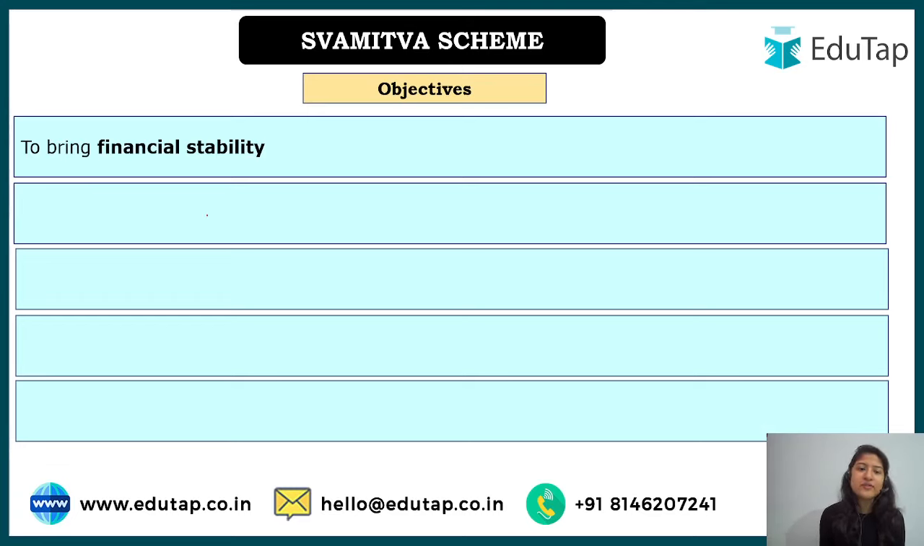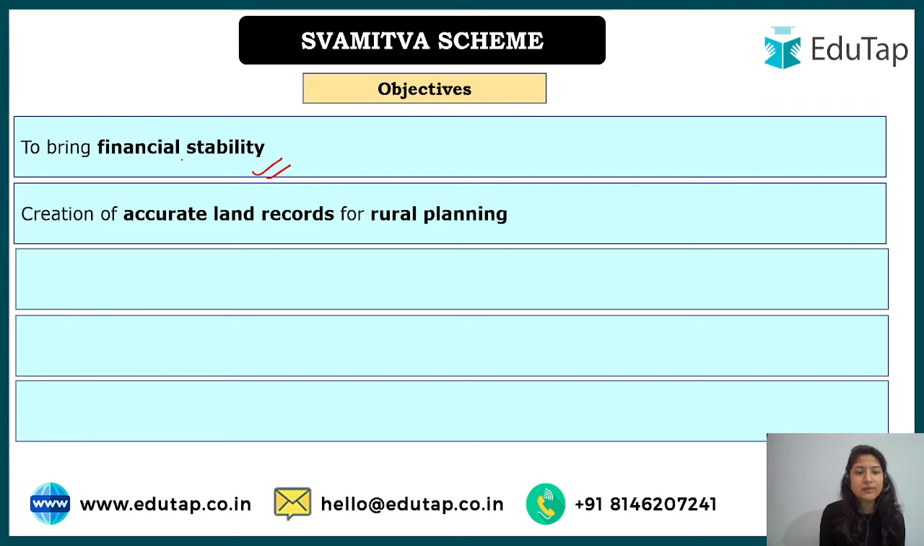So first is to bring financial stability. As we discussed before, once you have the name of the land, once you have that registry, once you have that document, you can easily go to the bank to take loans. Now this loan you can take for any purpose. Maybe you want to start a new business, so for that you can take a loan easily, right? Apart from that, even if you want a loan for anything, you can have that. So that is why it is bringing financial stability.